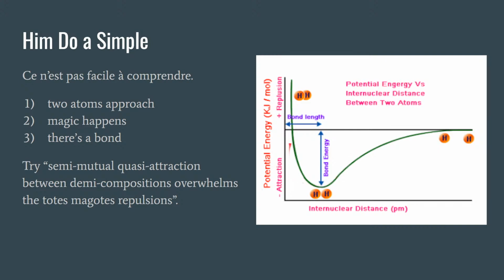If they get too close, though, the electrons start repelling each other. The nuclei, the nucleus of A and the nucleus of B, start repelling one another, and that repulsion goes up very, very fast. And thus, if they get too close, it's very unhappy very quickly. So this right here is the happiest place. So that is the bond length and the bond energy.